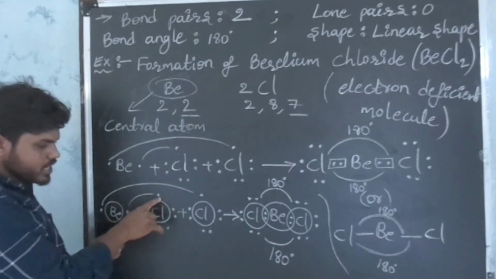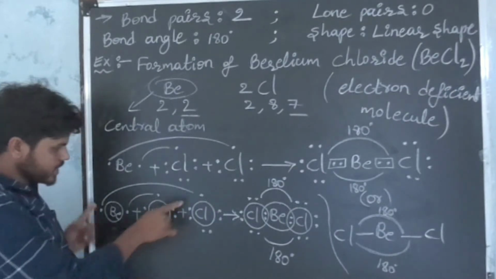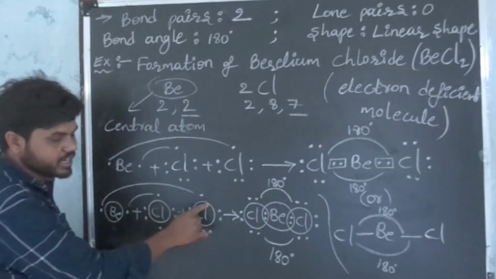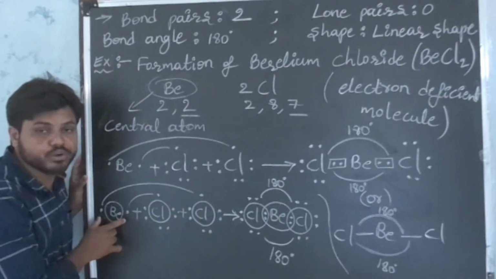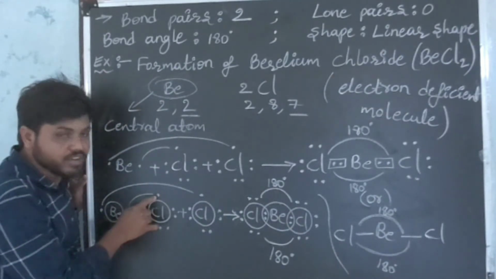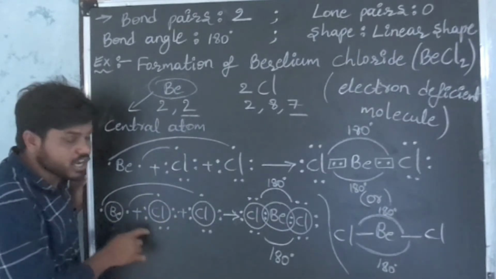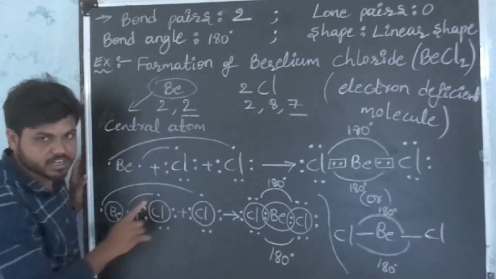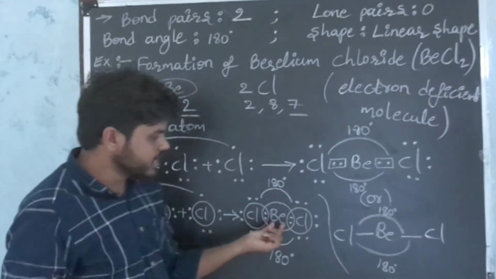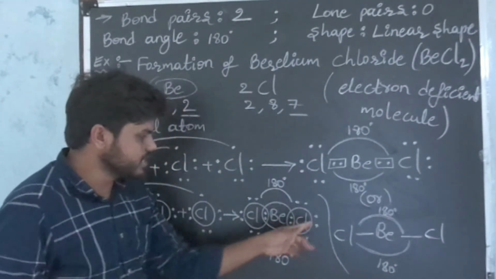Okay, here these 2 electrons are shared between beryllium and chlorine, and these 2 electrons are shared between beryllium and the other chlorine. Okay, in beryllium unbonded electrons are not there, only 2 bonded electrons are there. In chlorine 1 bonded electron is there, 6 unbonded electrons are there. Here also 1 bonded electron, 6 unbonded electrons, right? Now finally we get beryllium as a central atom. We get it in this way.